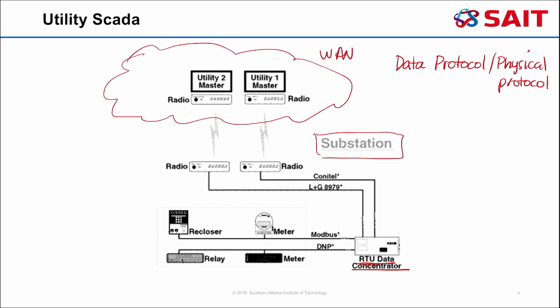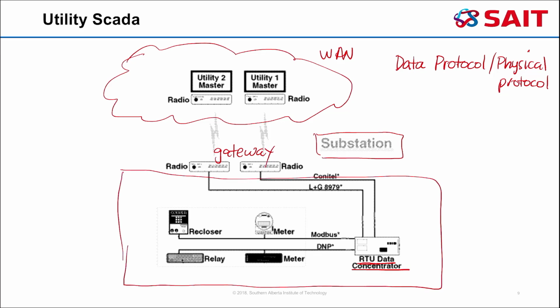So again, what would we call this connection here that's over radio? This is going to be our gateway, isn't it? This is going to take us into the wide area. We're going to leave our local area network, which would be within the bounds of the substation, and we're going to hit that gateway and get out to the wide area network.